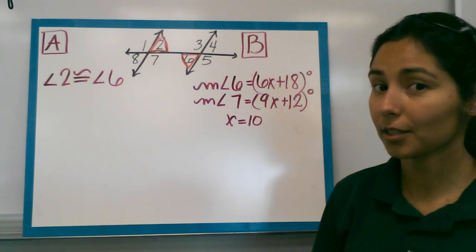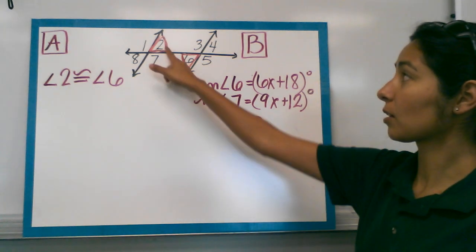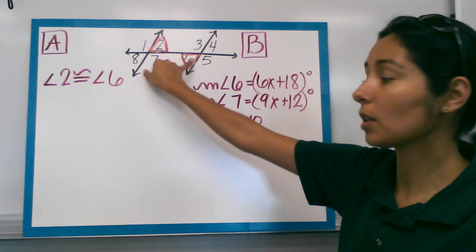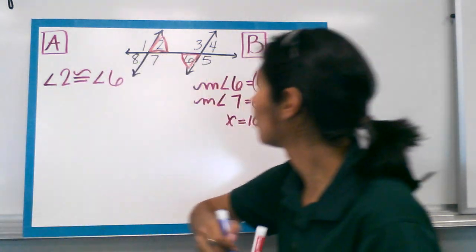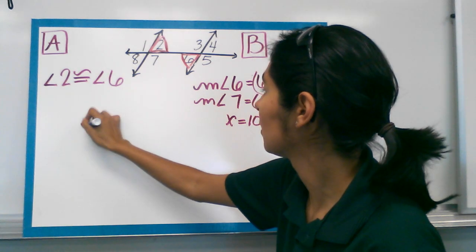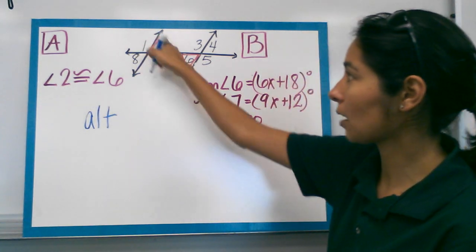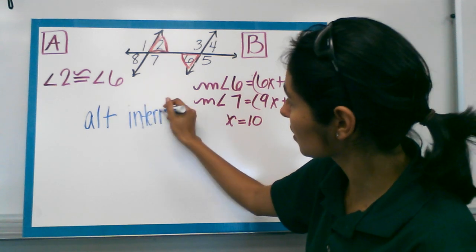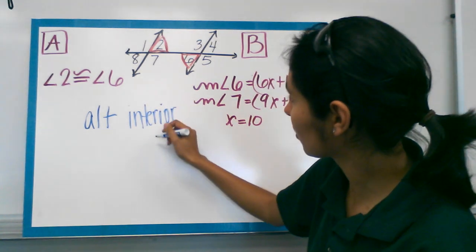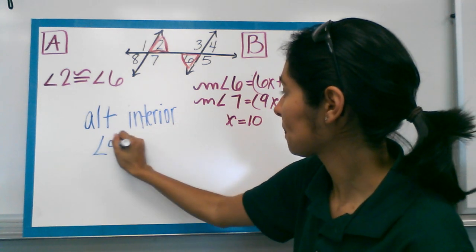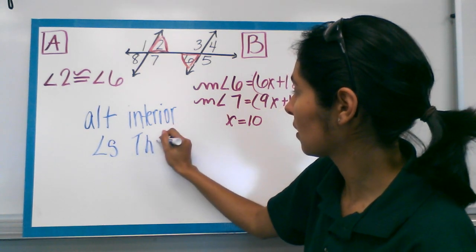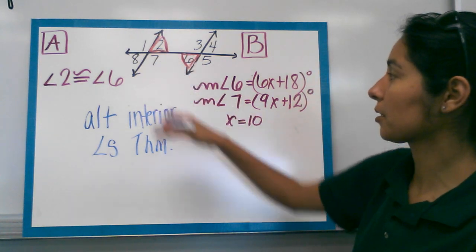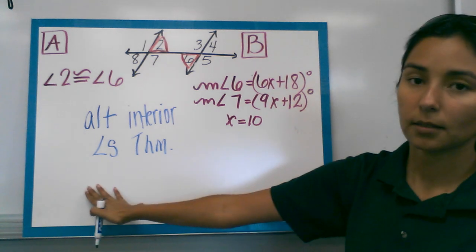What theorem or postulate can I use? Well, these are on opposite sides of the transversal, but they're on the inside of those two lines. So it's the alternate interior angles theorem. Alternate interior angles. That's the first example.